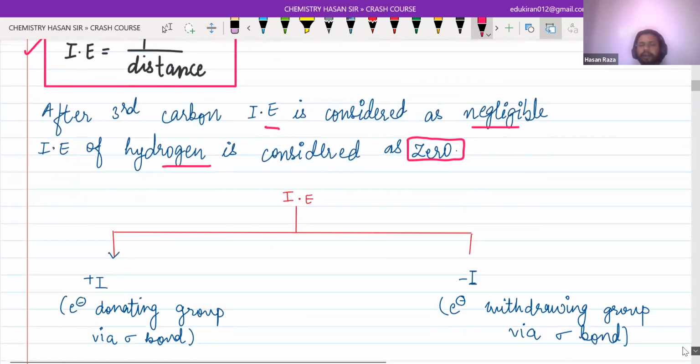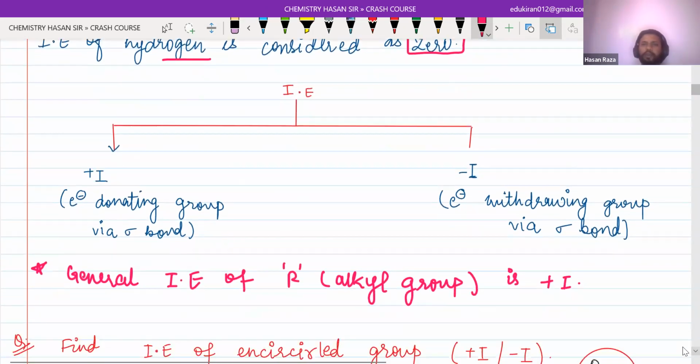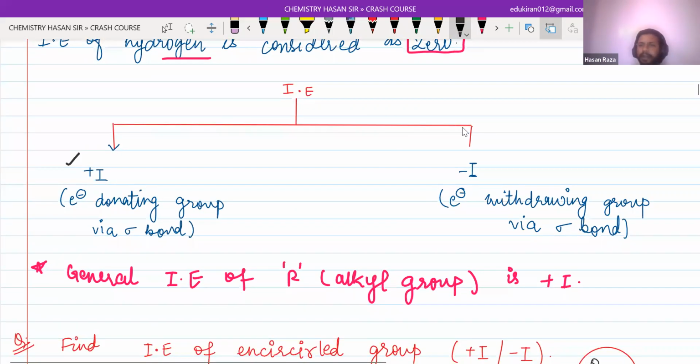Now see, inductive effect is of two types, plus I and minus I. Plus I, that means the group which donates electron, or the group which will have lesser electronegativity, and the minus I is the one which withdraws electrons, or which has more electronegativity. So you can see this is also very important. In general, alkyl group has plus I effect, whether it is methyl, ethyl, propyl, butyl, pentyl, it will have plus I effect. That means it will donate electron.